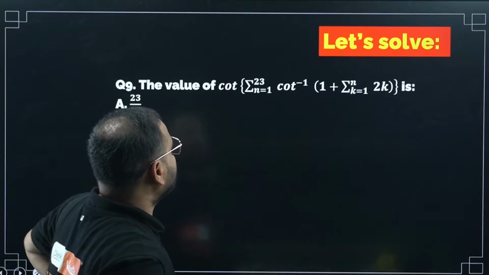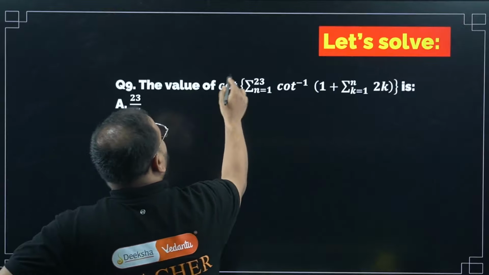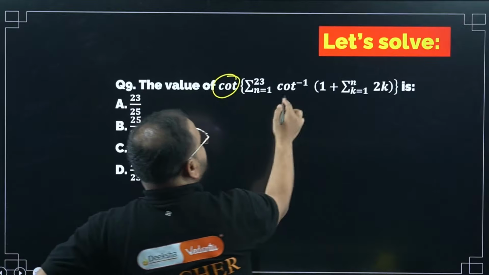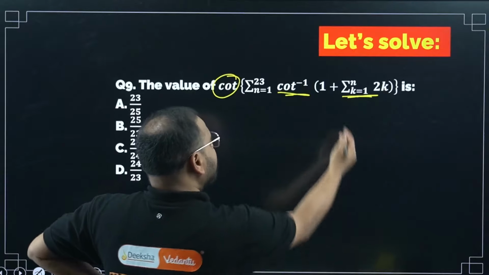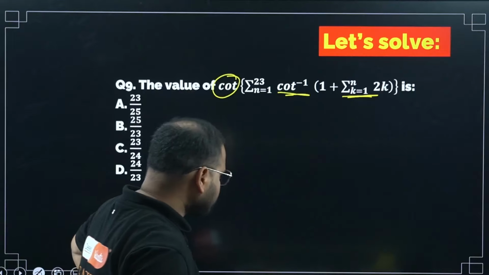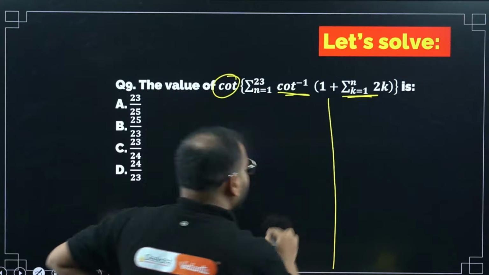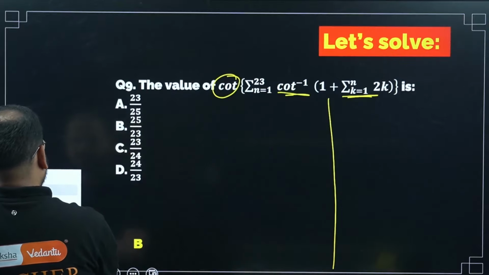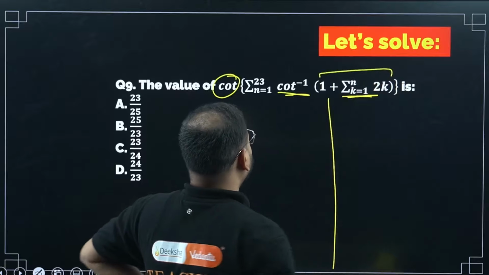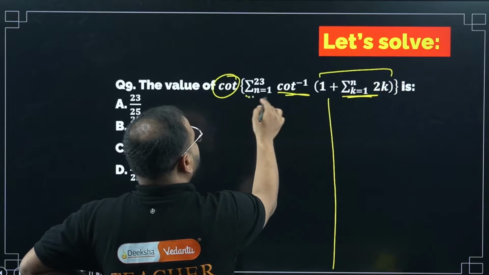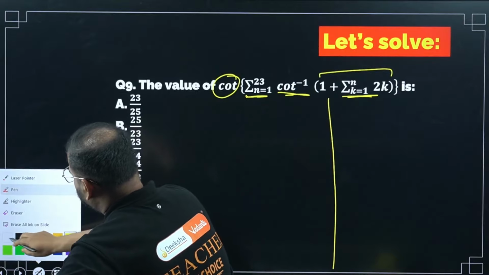We'll solve it quickly. Again, let's check how many operations are present here. First, I hope this is visible, there is cot of a summation of cot inverse of something, and again a summation is present. Again we'll start from the inside. We'll start from here, then go here and go here. So first I have to solve this part. I'll take only this part with cot, and leave these two parts right now. I'm taking only this much into consideration.